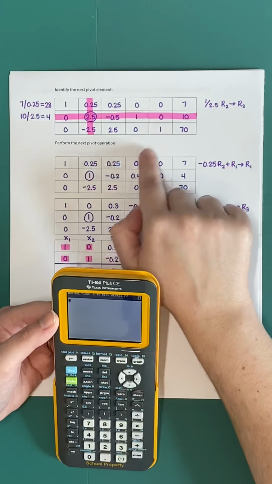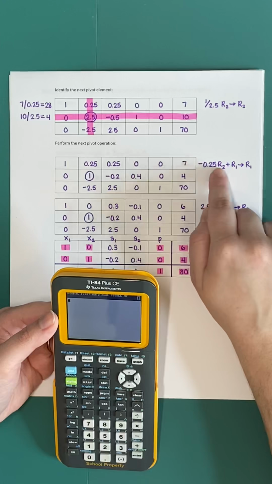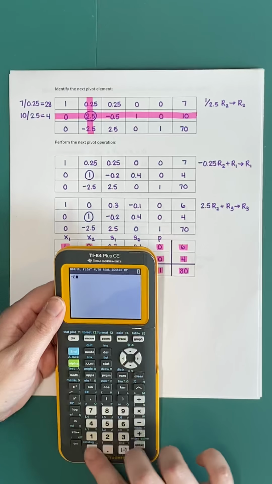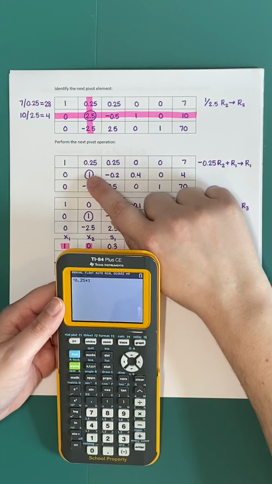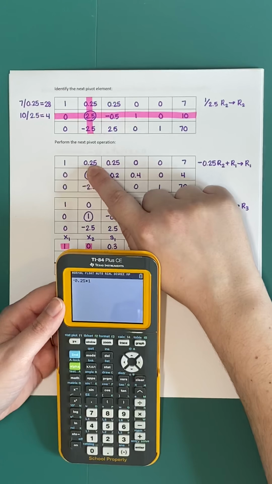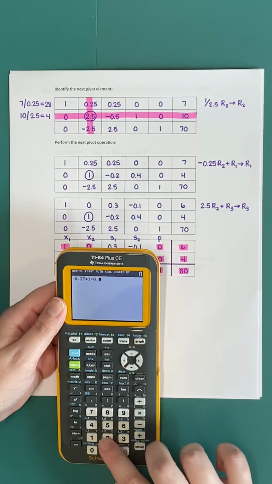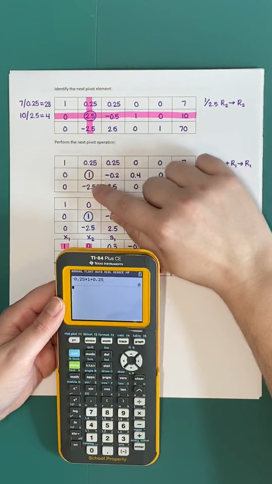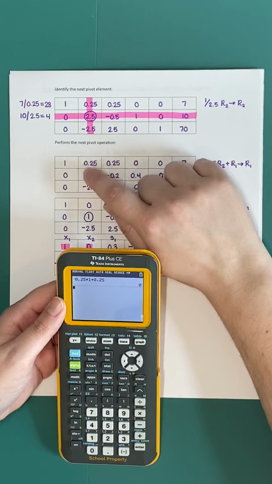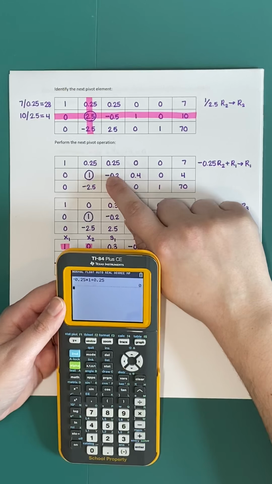Now we're going to look at the additional columns. So negative 0.25 times 1, and then we're adding that to what's in row 1, which is 0.25, so plus 0.25. And that's going to go to 0, which was the goal. The goal was to take this, clear this element above it, and turn it into a 0. Now we need to do that same step for everything that's left over.